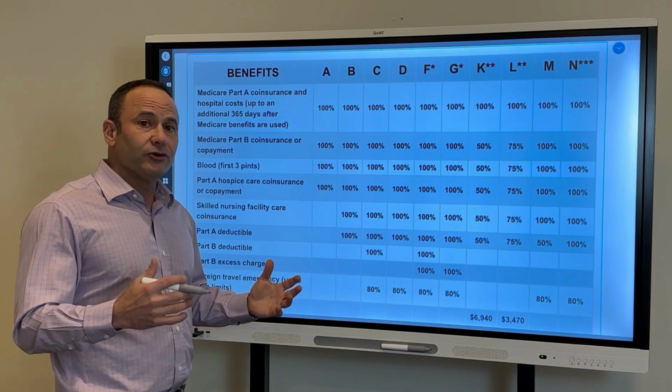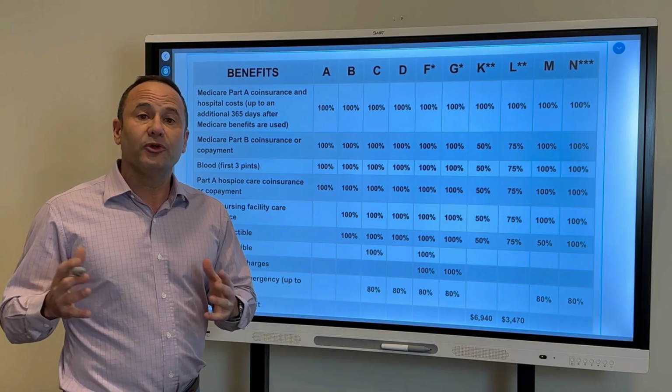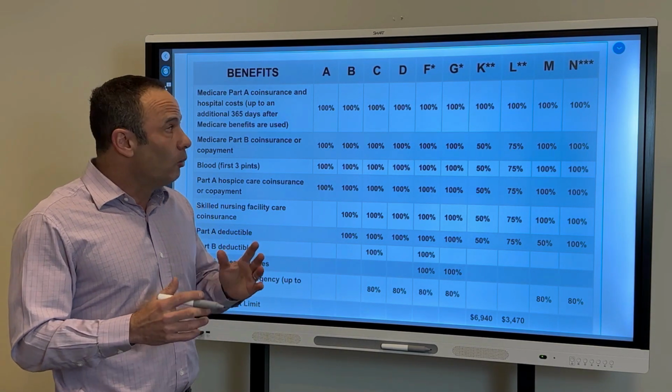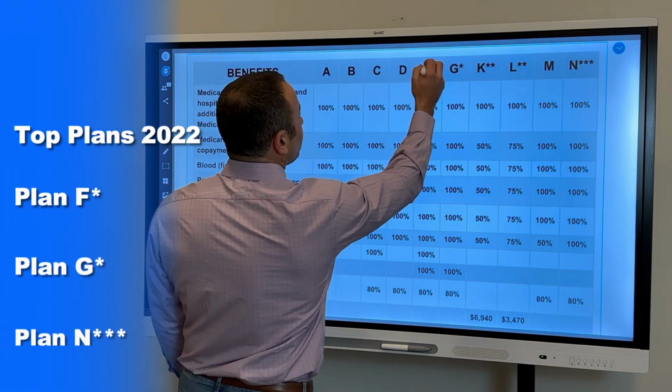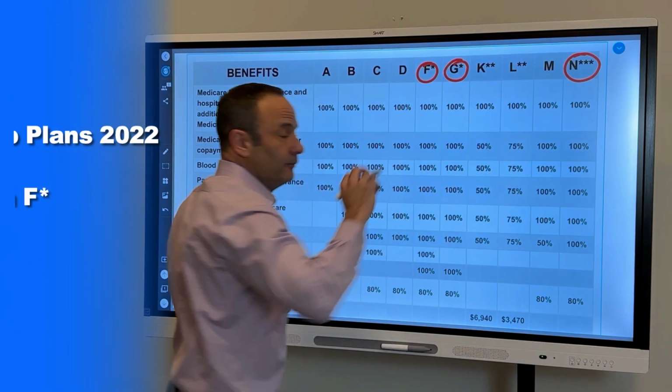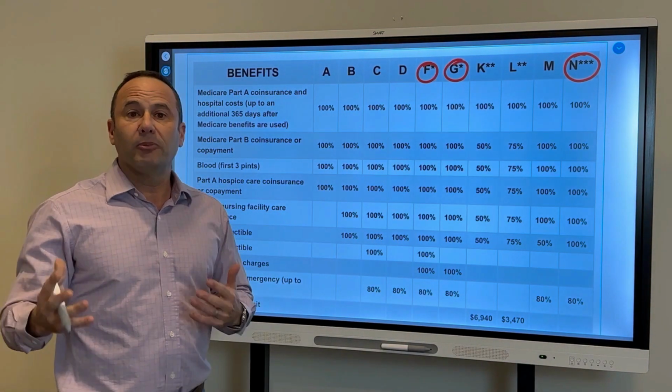So, it allows us now to go more in-depth about what's happened here in 2022. So we're at the end of the year 2022. What were the most popular plans being purchased by consumers for Medicare supplements? Well, it happened to be Plan F, Plan G, and Plan N. Those were your three most popular plans sold.